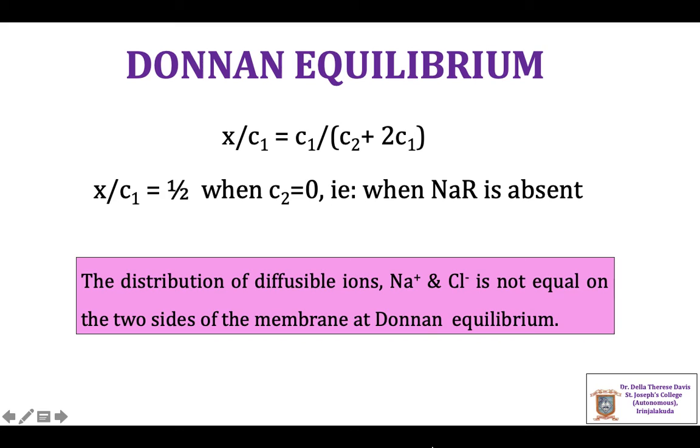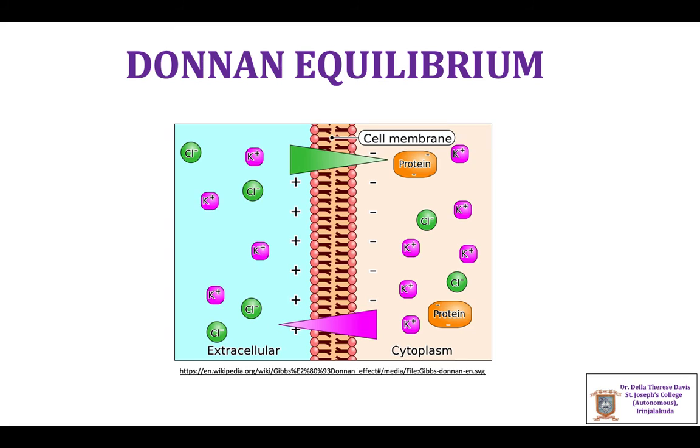The distribution of the diffusible ions is not equal on two sides of the membrane at Donnan equilibrium. And the larger the concentration of NaR, the greater will be this inequality. Donnan equilibrium is of great significance in biological systems. In the case of the RBC membrane, it is permeable to Cl- and bicarbonate ions but impermeable to large proteins, protein anions. Hence, the distribution of diffusible ions between the contents of RBC and the surrounding plasma is governed by Donnan equilibrium.